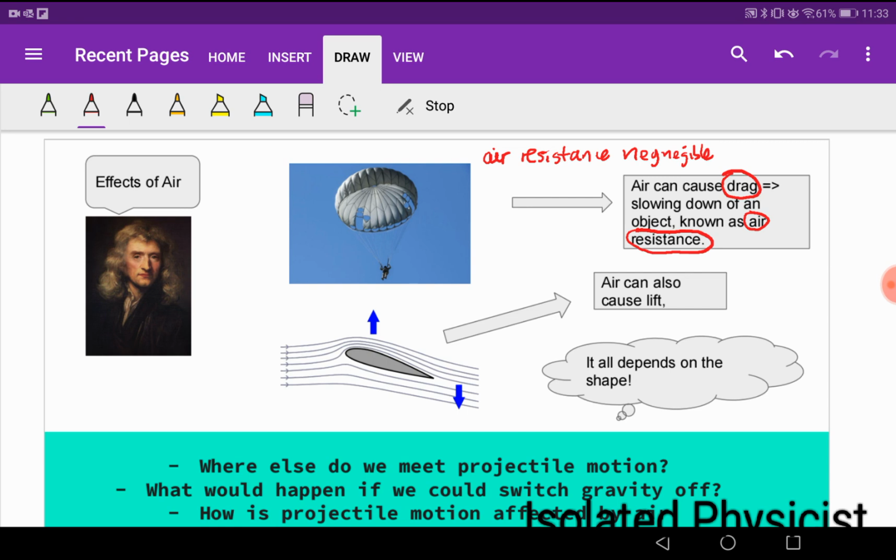The other thing air can do is cause lift. This is essentially how aeroplanes fly. As they pass through the air, they'll have an upwards force generated just by passing through air. And very importantly, it all depends on the shape of the object how much force of drag or of lift, or in the case of Formula 1 cars, of downwards lift, that we call downforce, is generated.